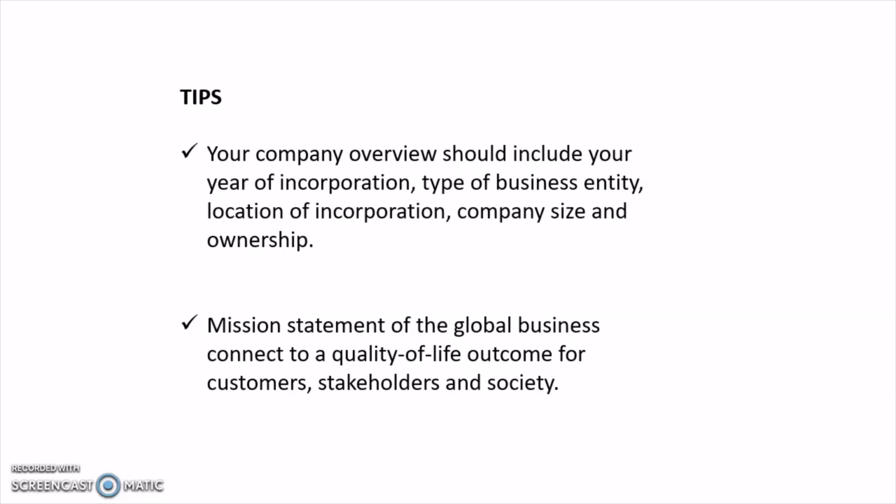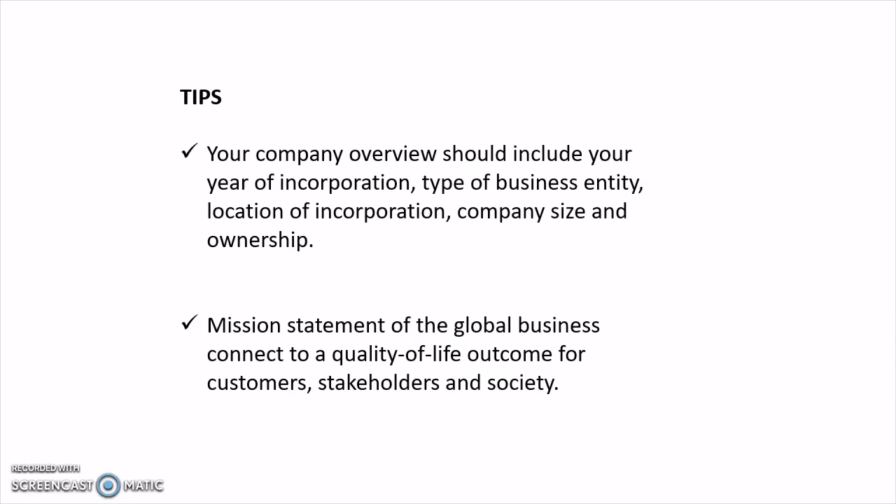What is the location of incorporation? In which country or state was it incorporated? Depending on your local laws, some laws require you to incorporate a business in the state. Some others require that you incorporate it as a nation. So you need to state which authority authorized the incorporation of your company.